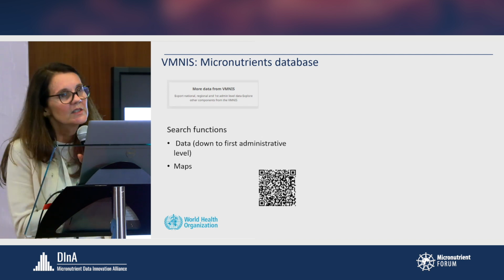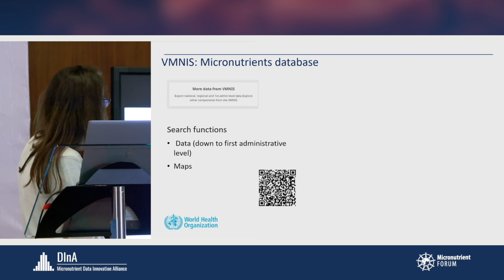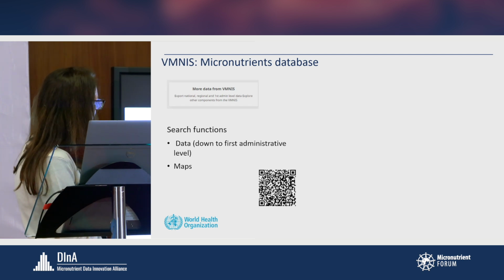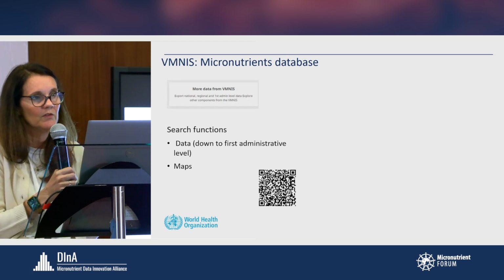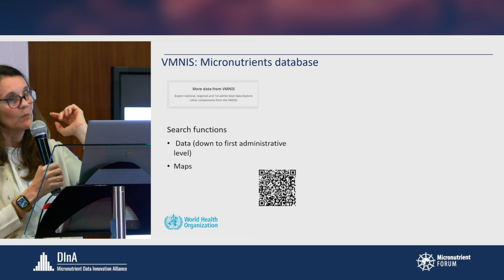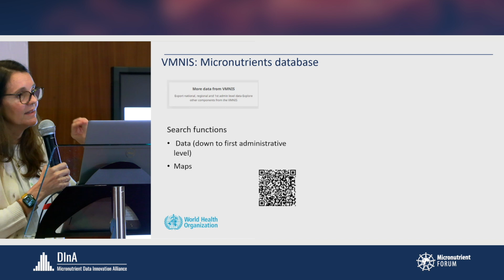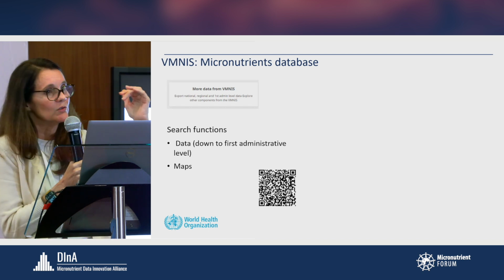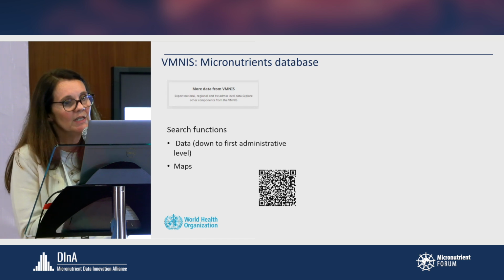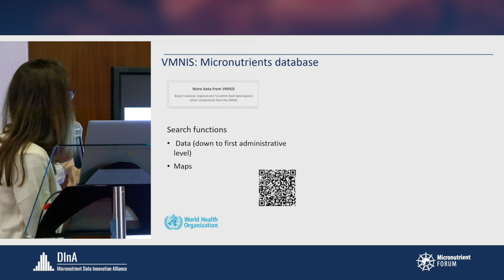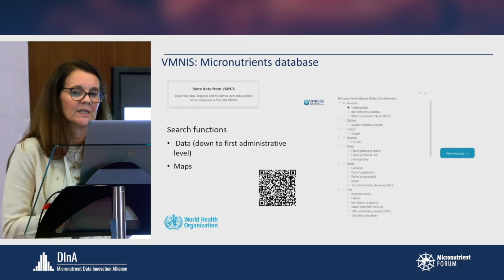So what is different about the data portal and the display in the micronutrients database within the vitamin mineral information system? There's one important feature. One is that what's in the nutrition data portal is all national level data. What's in the VMNIS goes down to first administrative level data. So you can get much more granularity of that information, and you can also map the data as well. So we find that useful for different purposes as well.